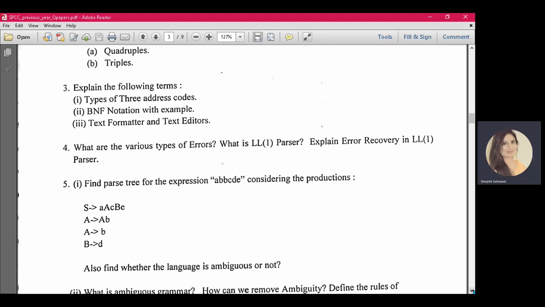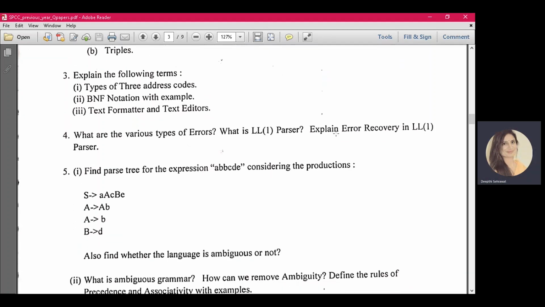Fourth question is, what are the various types of errors and what is LL1 parser? Explain error recovery in LL1 parser. So simply, first of all, you need to explain what is error and its types, and then specifically you need to explain LL1 parser and its error.